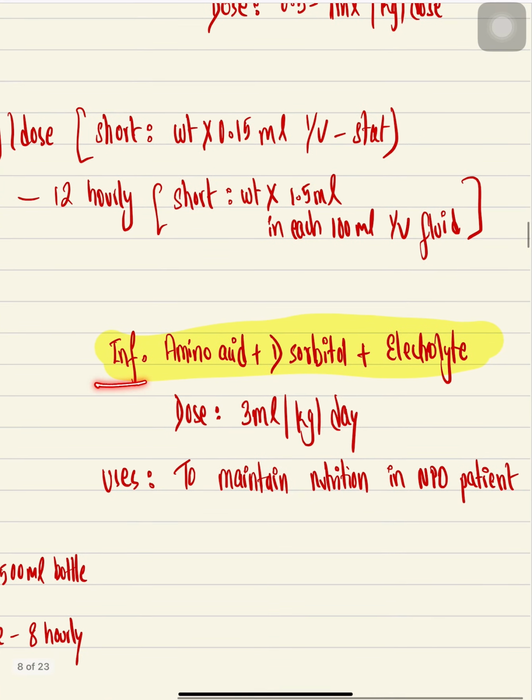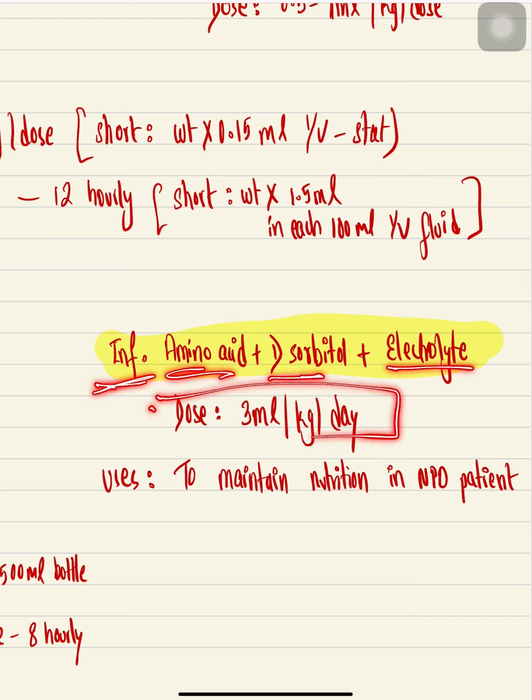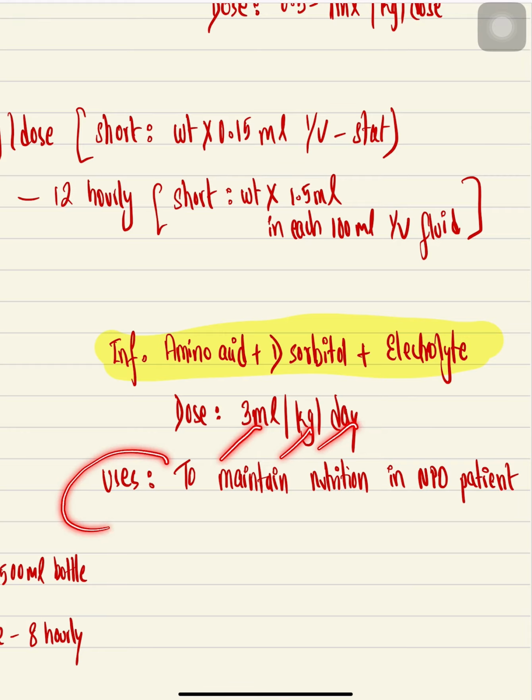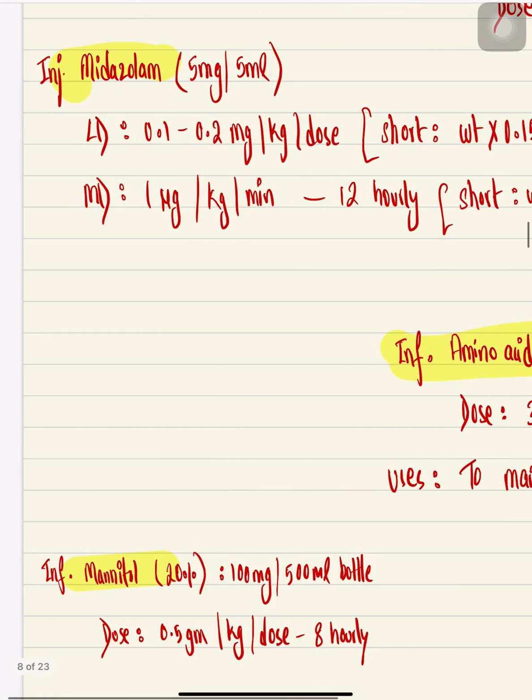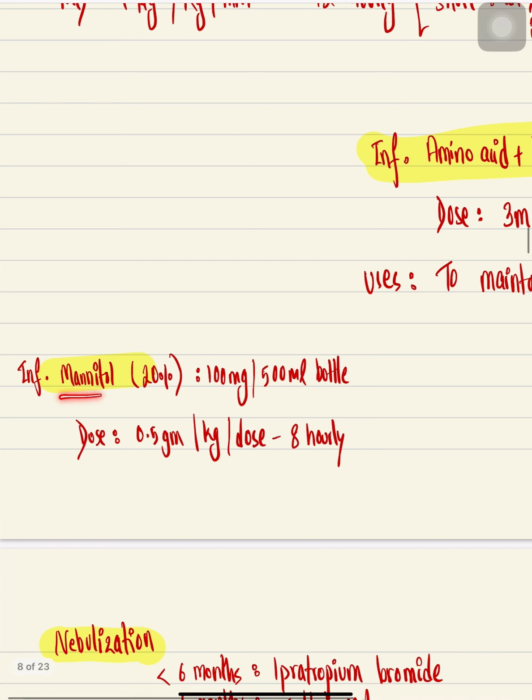Next is the infusion amino acids plus sorbitol plus electrolyte. The dose for this is 3 ml per kg per day. We use this to maintain the nutrition in NPO patients. Next is infusion mannitol 20%. It comes in the formulation of 100 mg per 500 ml bottle. The dose is 0.5 gram per kg per dose.